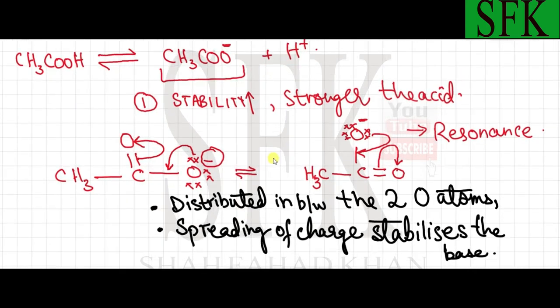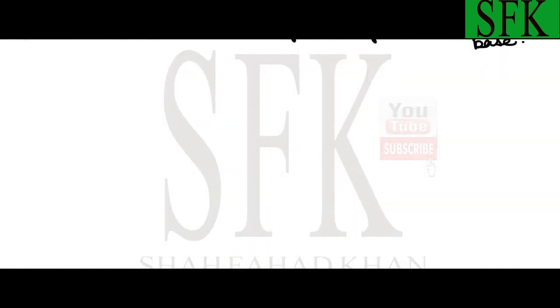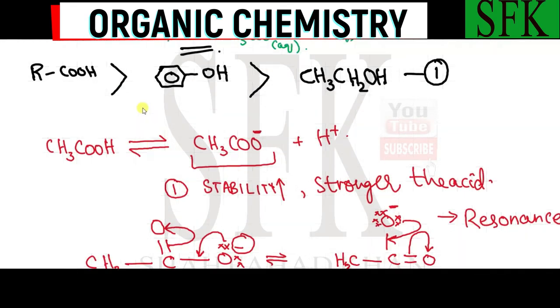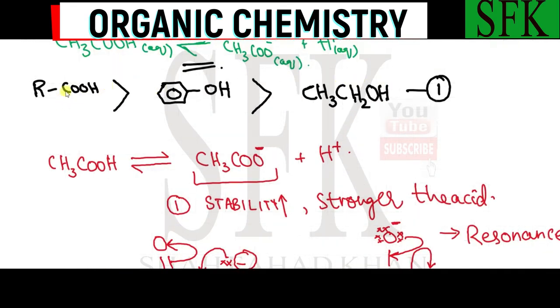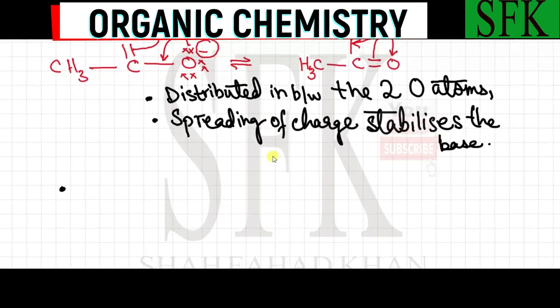Okay, so now what to include in your answer? The points that you must include while explaining the greater acidity of carboxylic acids: the first mark is for the statement that carboxylic acid is stronger than phenol, and phenol is stronger than ethanol. So this is one mark, and then the remaining marks are for the explanation.